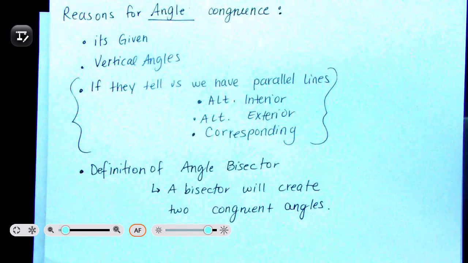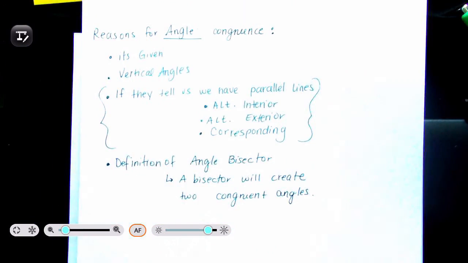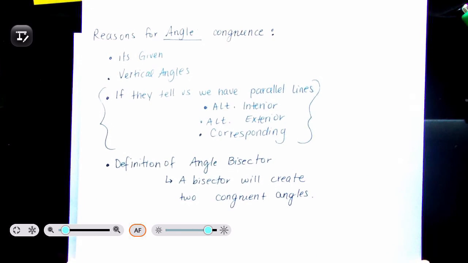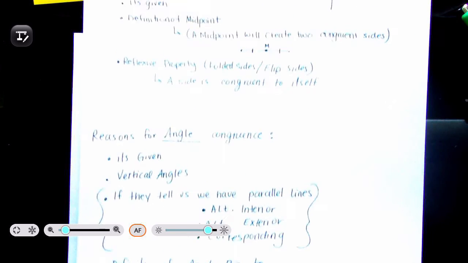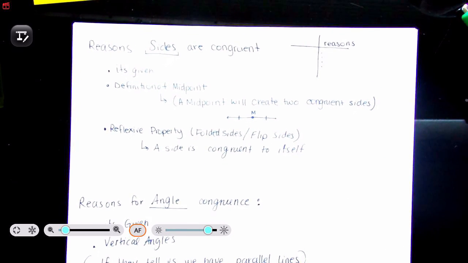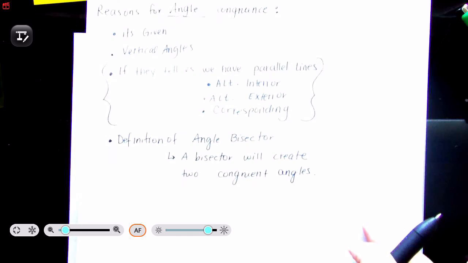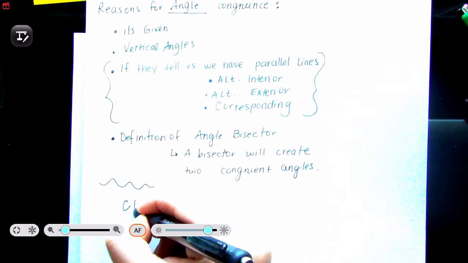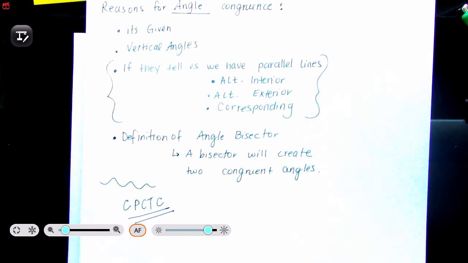Ooh, you can't see that. I apologize. Keep trying to zoom out for you guys to see. Okay. So this is your cheat sheet. You're looking at your cheat sheet. Another reason that we didn't put, but for both, you can also have what we talked about in our previous video. Corresponding parts of congruent triangles are congruent. So if you know that two triangles are congruent, then you know that everything is congruent. Therefore, you are done.